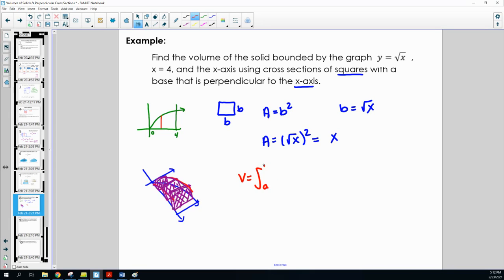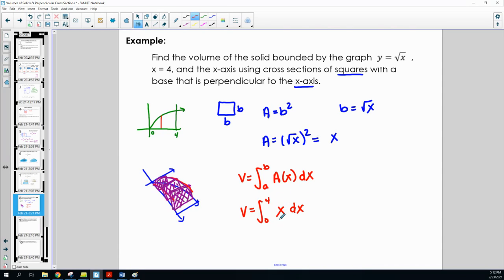I'm just going to write it out this way first so we can see. From a to b of the area, A of x, times the width, which is dx. We can see that from left to right, our x's are going to go from 0 to 4. The area we figured out was x because it was the base squared. And then the width is going to be dx.